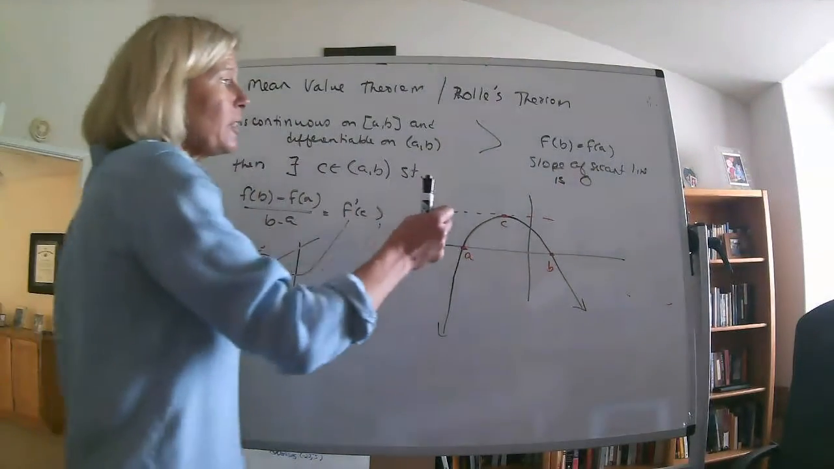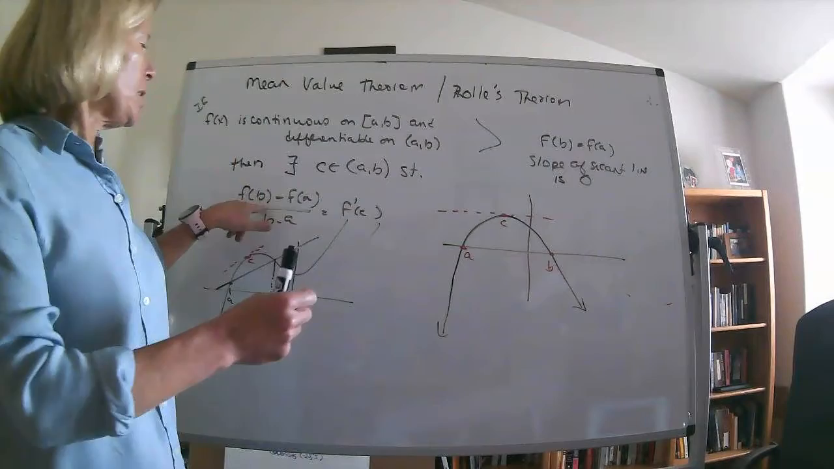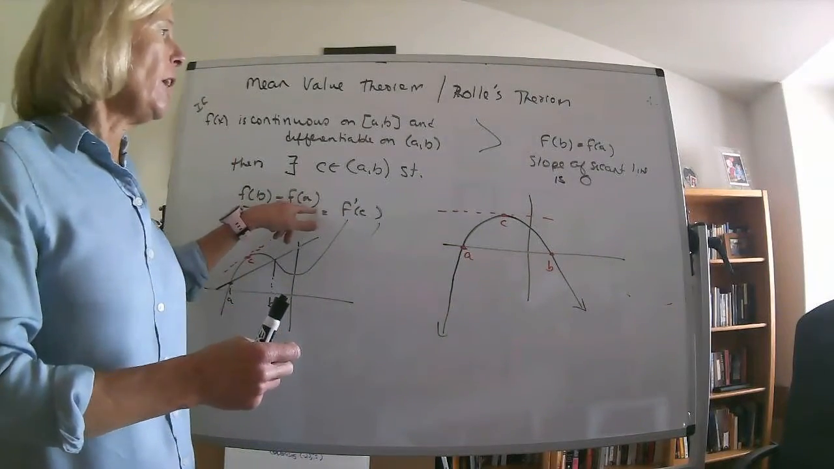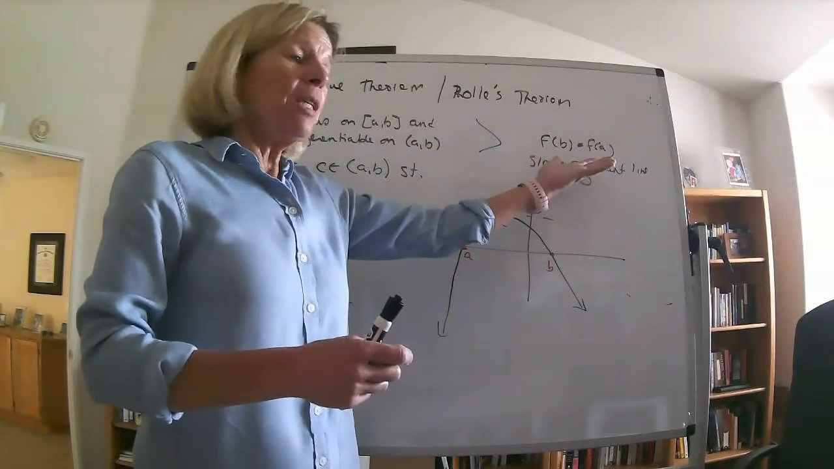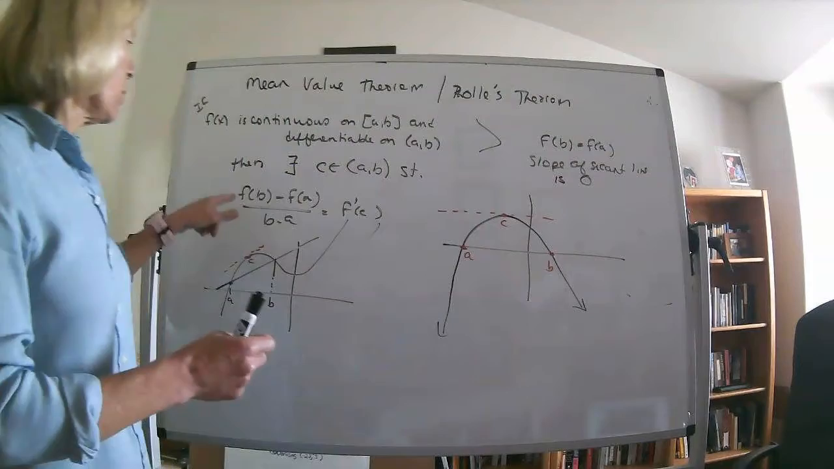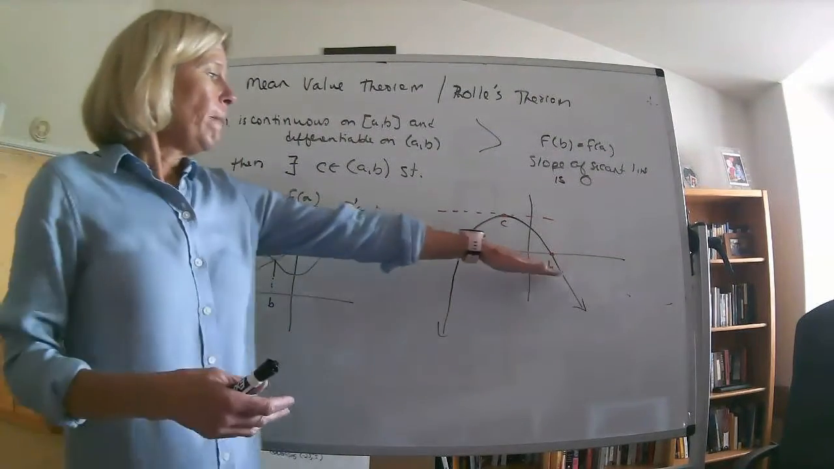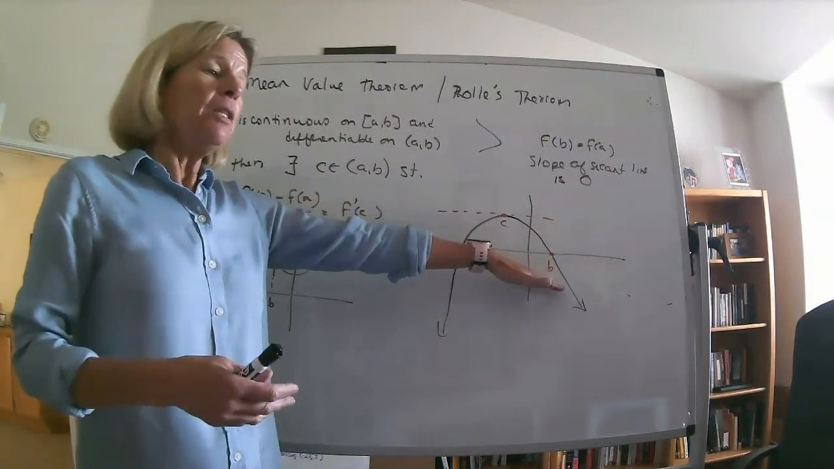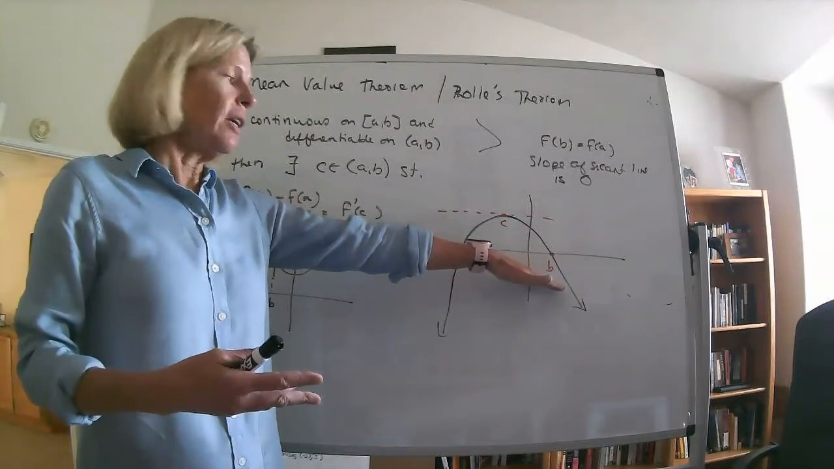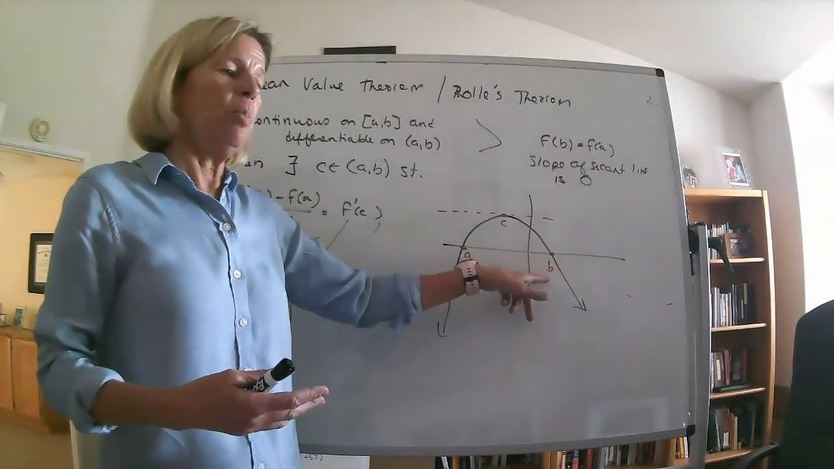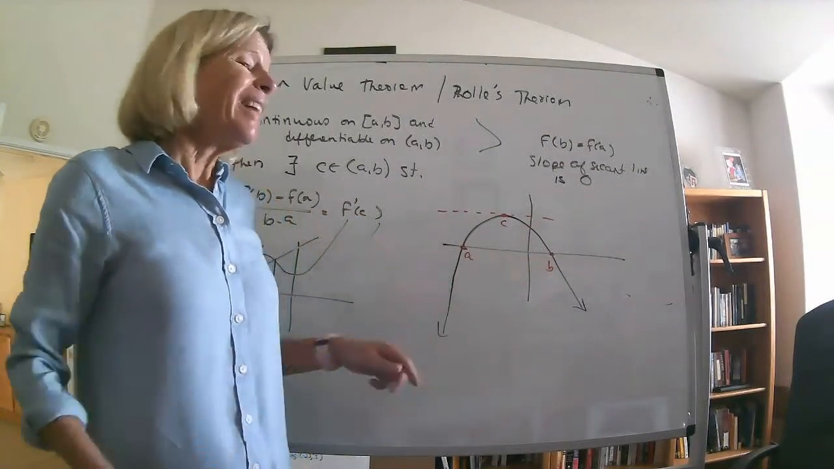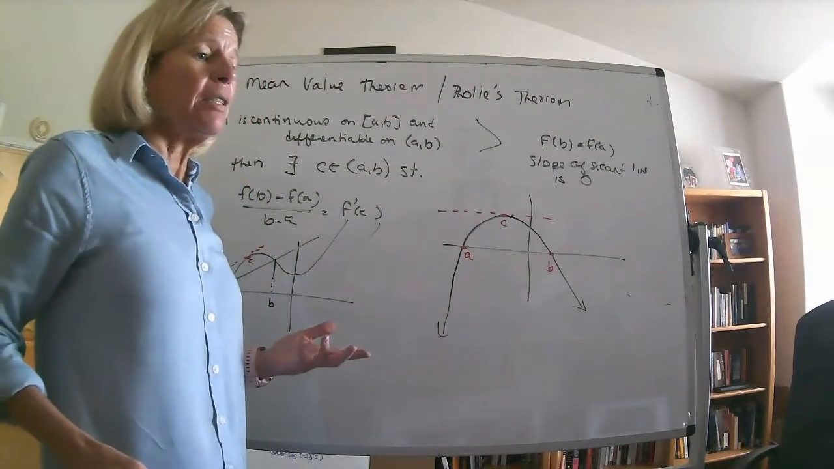Rolle's theorem adds an extra condition. Rolle's theorem says that f of b equals f of a, which basically means the slope of a secant line is 0 because I would get 0 over some number. I picked my a and b to be x-intercepts in this case, so f of a equals f of b, which is 0. That does not always have to be the case.